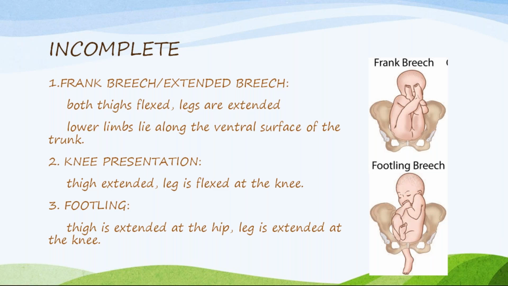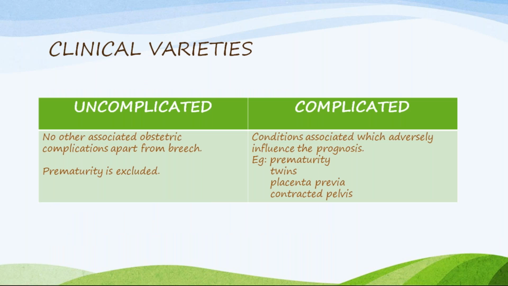So it is a partial flexion. That is its attitude, partial flexion. In general, whatever breech we have, we have complete breech and incomplete breech. In complete breech, it is a universal flexion position. In incomplete breech, it is a frank breech where the hip and knee are both extended. In knee presentation, the hip is extended but the knee is flexed. And in footling, it is partial flexion.